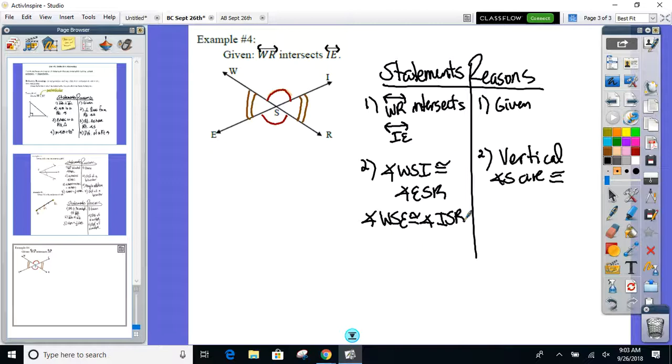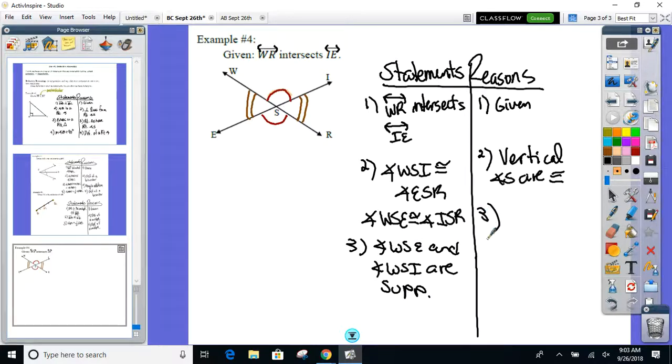There's also other types of angles up there. Angle WSE is supplementary to WSI. Everybody agree? Okay, well, I'm going to ask you why in a second if you agree. So angle WSE and angle WSI are supplementary. And if you want to abbreviate supplementary, I'll allow you to do SUPP.